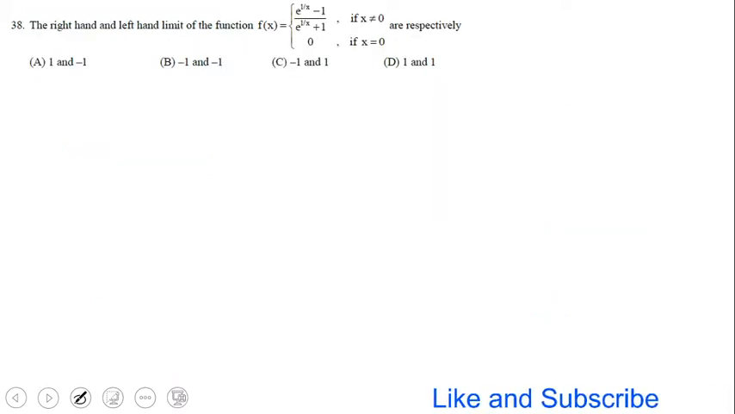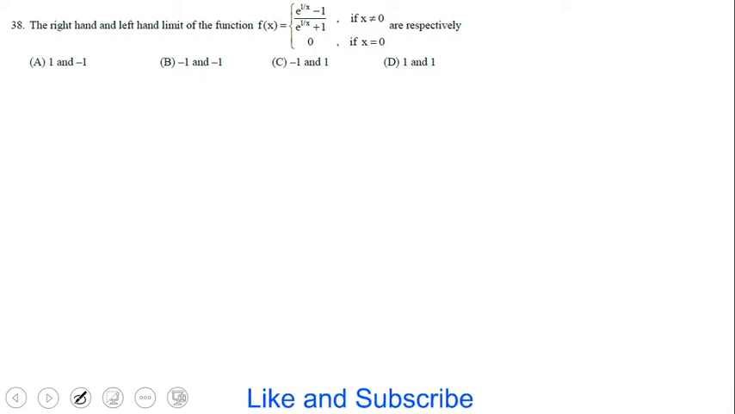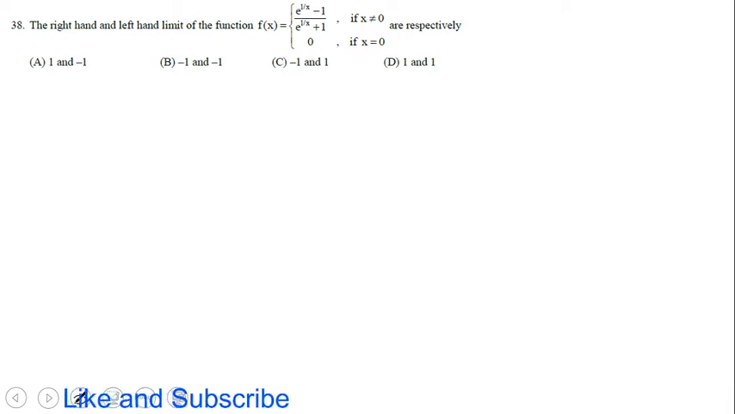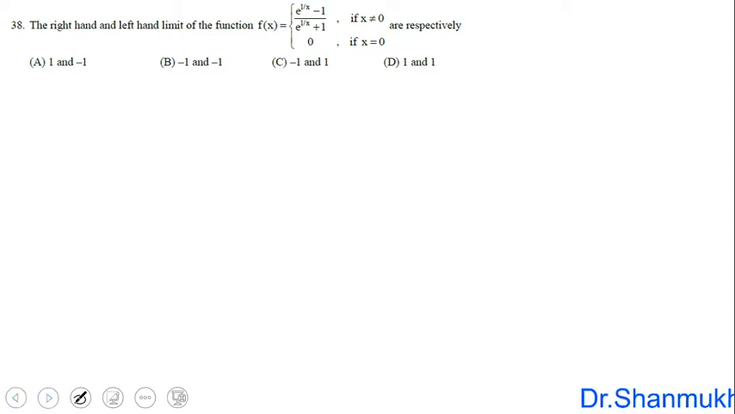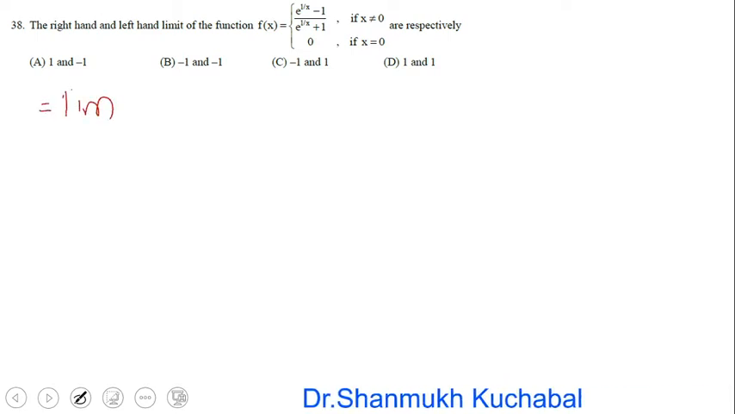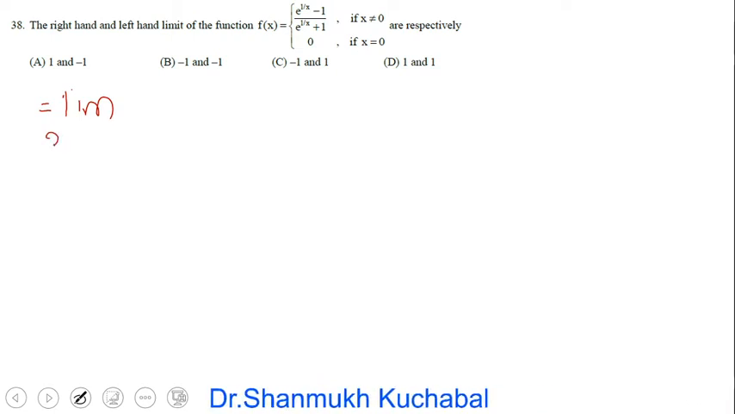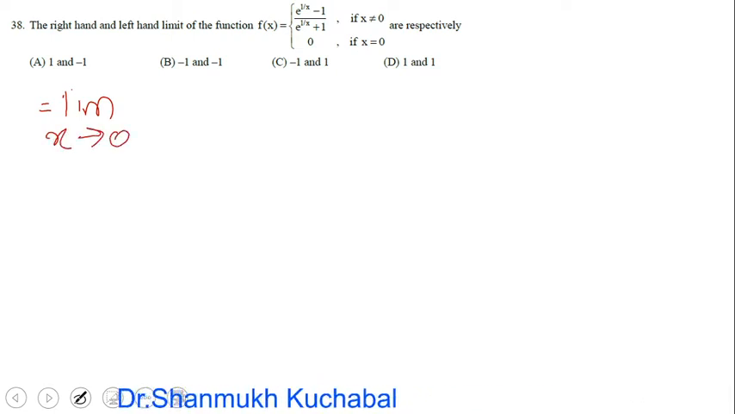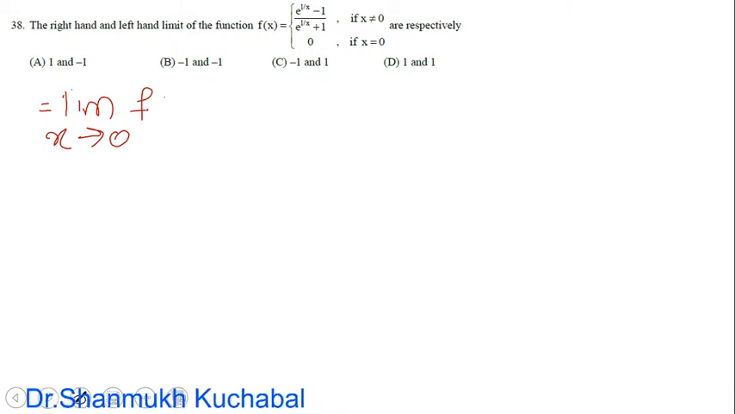We'll move to our next example. The question is to find the right hand and left hand limit of a function f of x, which is given. So we have to calculate the limits here. Let us begin with this. The limit is defined at x equal to 0, so we will take x tending to 0 of f of x.